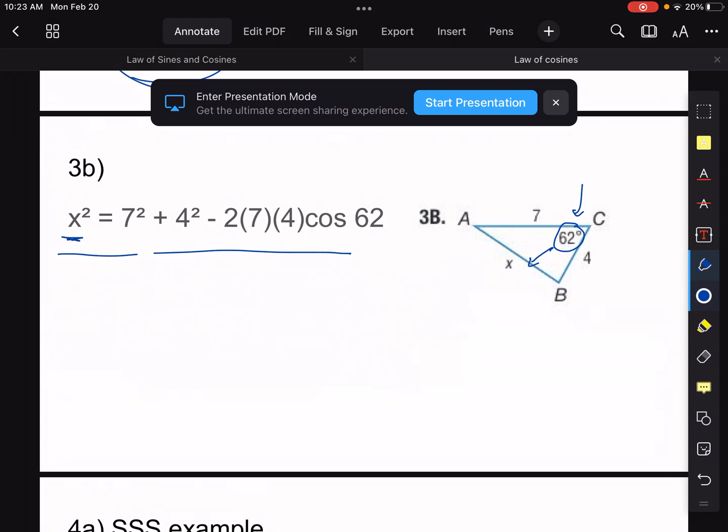Once you pause the video, see if you can get this answer on your own. But now that you've come back, let's go ahead and do this out. We have x squared equal to 7 squared, which is 49, plus 4 squared, which is 16, minus, and then we're going to do this whole thing at once. Again, that's going to be 62.